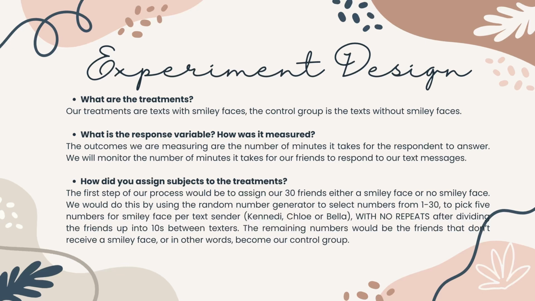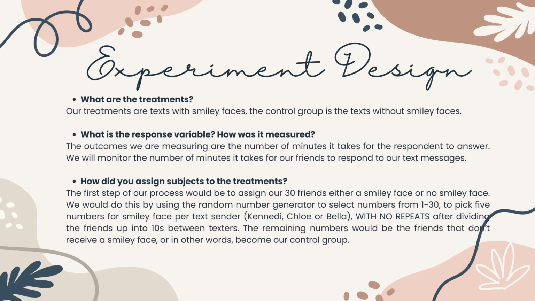Our treatments are text messages with smiley faces, and the control group is the text messages without smiley faces. The response variable is the outcome we are measuring: the number of minutes it takes for the respondent to answer. We will monitor the number of minutes it takes for our friends to respond to our text messages throughout the process and be sure that we're recording our data. We assigned our subjects to treatments using a random number generator.